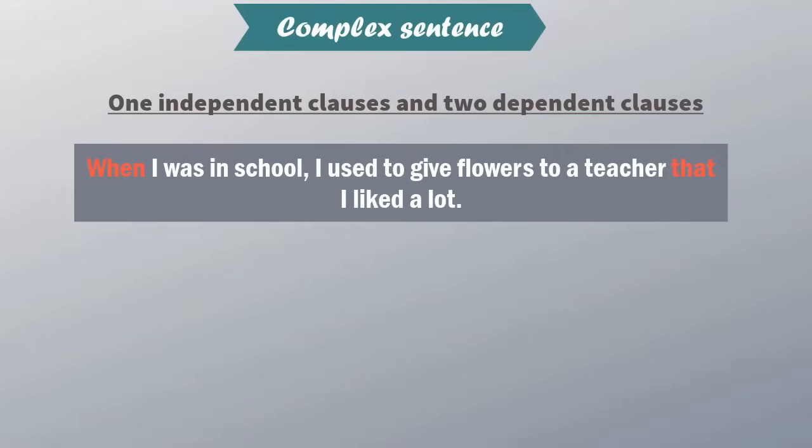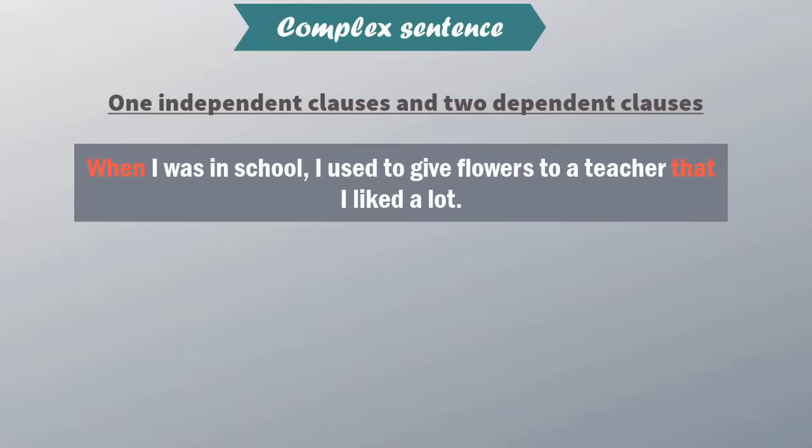When I was in school, I used to give flowers to a teacher. This is a complete sentence, it gives a complete idea. I used to give flowers to a teacher, right? That I liked a lot. It's a dependent clause starting with a relative pronoun, that, right? So we have used two dependent clauses here. When I was in school, that I liked a lot.